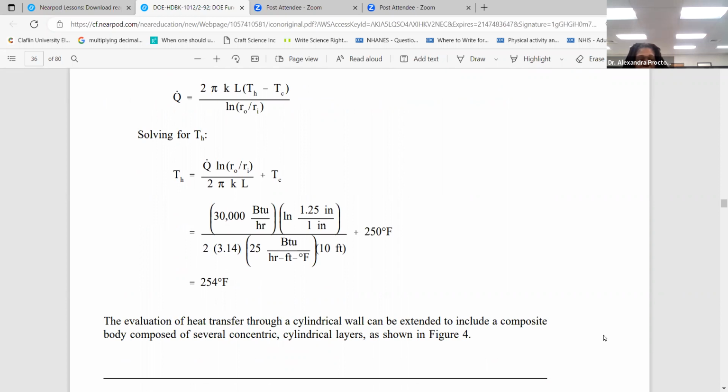And so the evaluation of heat transfer through a cylindrical wall can be extended to include the composite body composed of several concentric cylindrical layers, as shown in the figure below. So let's stop.